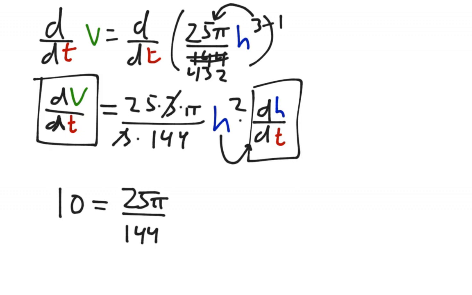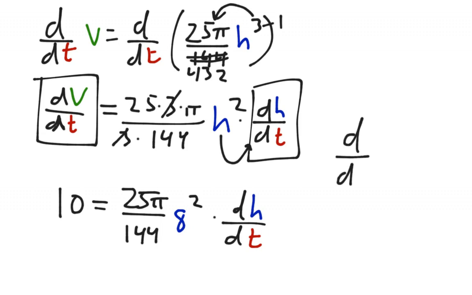So we have 8 squared times, oh, we're solving for that. We're still solving for dh/dt, so that's going to stay like that. And then I'm just going to move everything to the other side. And the beauty about the AP exam, especially, is that you don't have to simplify answers.